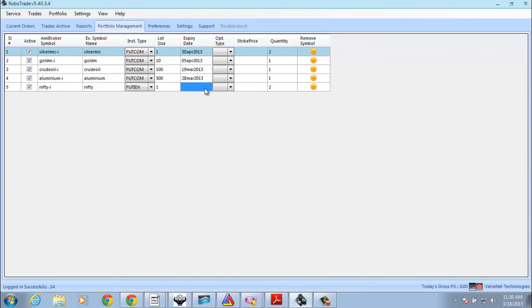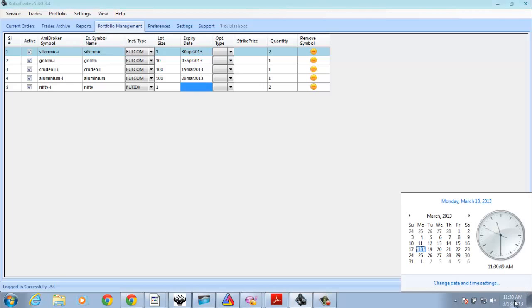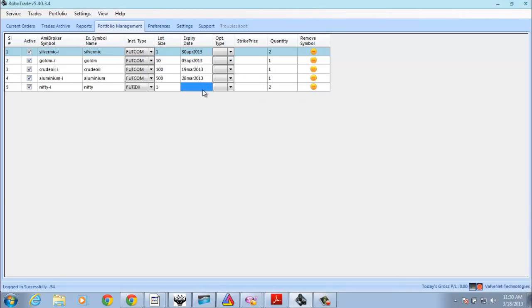Exactly. What is the expiry? Nifty must be like 28th of March. Okay, I'll explain, one second. At this quantity symbol, you have to press enter. Then only it will be accepted. Then you have to save this portfolio. Once it is saved, you just have to start this robot.